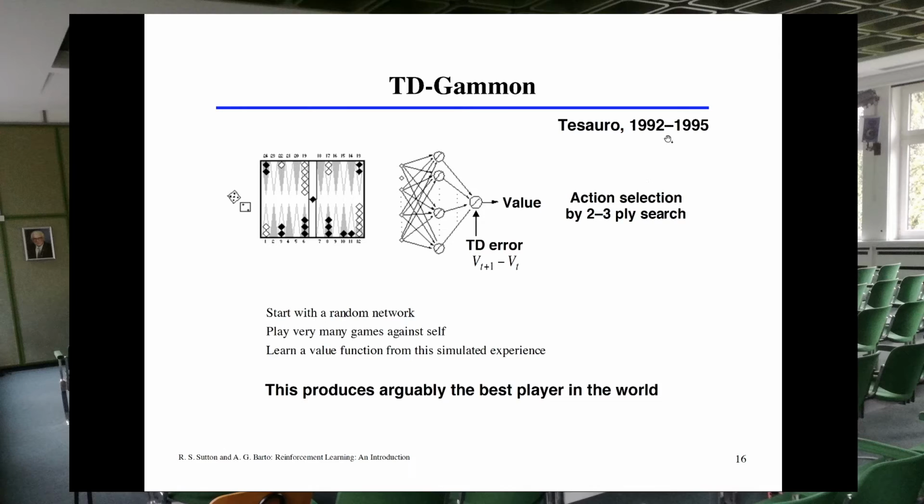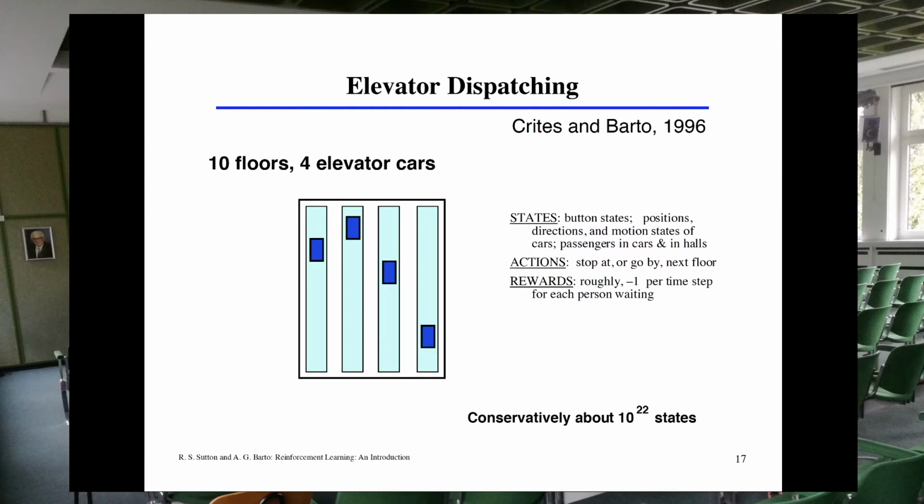And well, this work was first published in 1992, so it's a 30-year-old work. The other system that is good to consider is the elevator dispatching system. This system was trained with a building of 10 floors and 4 elevator cars.